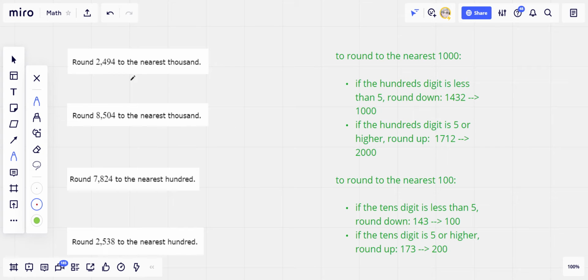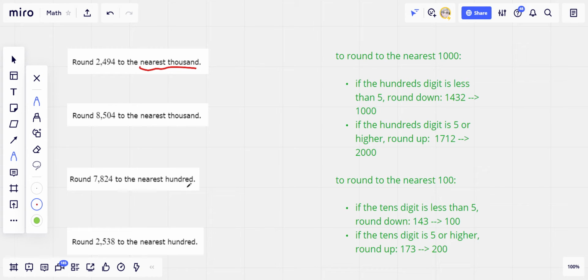In these problems, we're being asked to round some numbers to the nearest thousand or the nearest hundred. So if you round something to the nearest thousand, your answer is going to be 1,000, 2,000, 3,000, etc., with no other smaller place values than the thousands. And if you round it to the hundreds, the hundreds is going to be the smallest place value, and it's just going to be zeros after that.